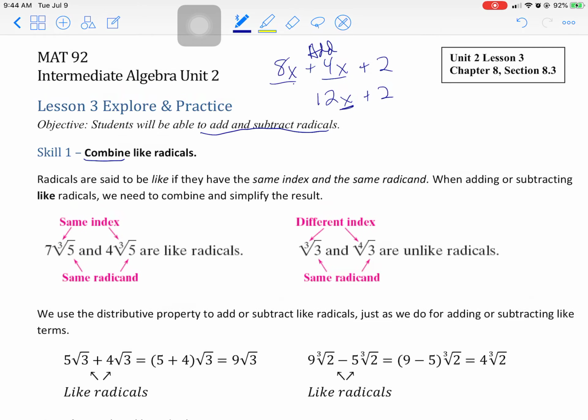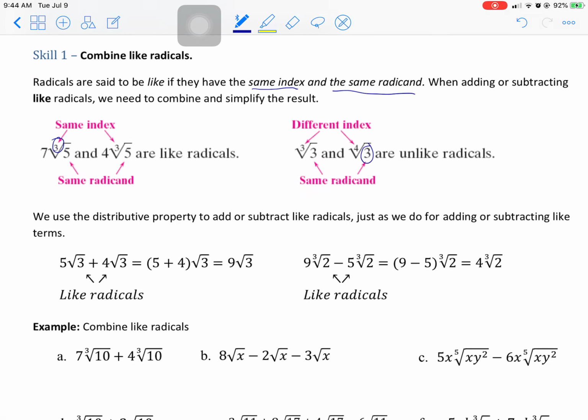So we're going to be doing that with radical terms. We don't want to change the radical when we're combining. Radicals are said to be like if they have the same index. Remember where the index is here, right? And the same radicand. When adding and subtracting like radicals, we combine and simplify the result if we need to.